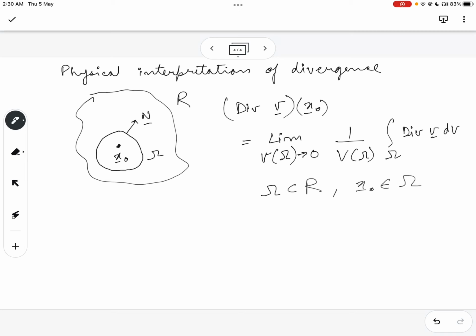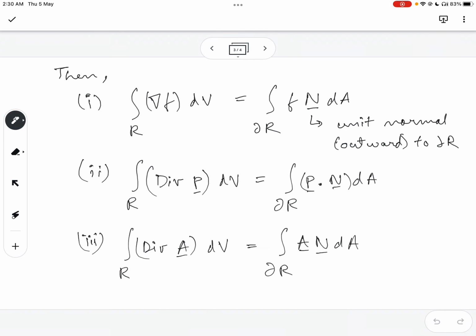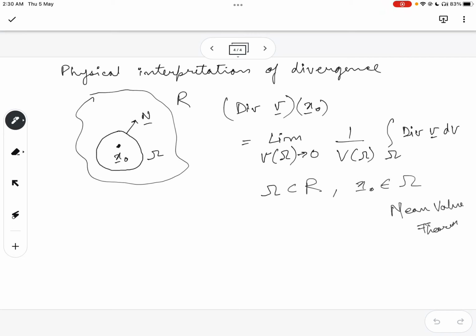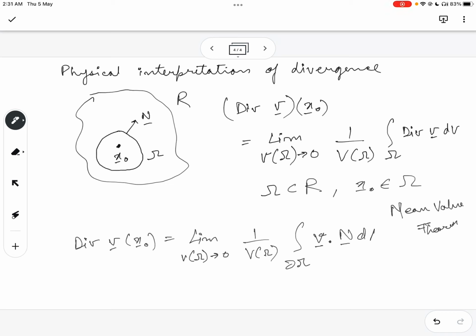So we are looking at the divergence of v at the point x0, that can be approximated as the volume integral of divergence v over omega divided by the volume of omega, taking the limit as the volume of omega tends to 0. This is obtained by the mean value theorem. Using our divergence theorem, the second one, we can write the right hand side as: divergence v at x0 is the limit as the volume of omega tends to 0 of 1 by the volume of omega times the integral over del omega of v dotted with n dA.